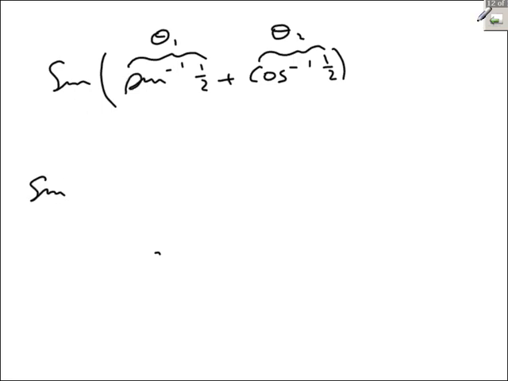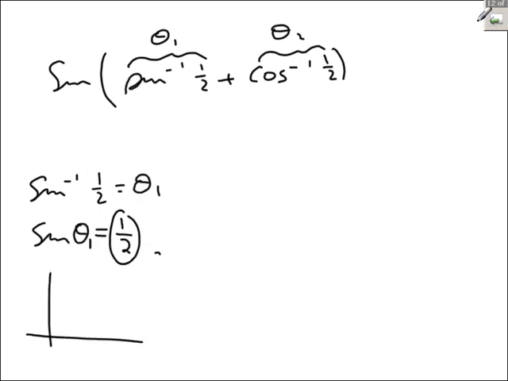Well, we know that the sine inverse of a half is theta 1. That means the sine of theta 1 is equal to a half. And since it's a positive number, we know we're in quadrant 1. Here is theta 1. That's the opposite, that's the hypotenuse. Oh, that's good old 30 degrees. So theta 1 is really just 30 degrees.